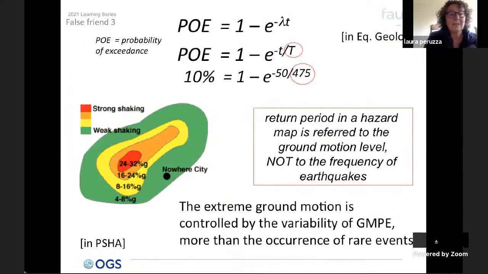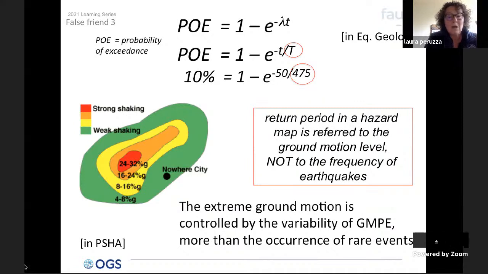So the problem is still more complicated, because when you are looking at a hazard map, you are not referring to the frequency of an earthquake. You are referring to the ground motion level. So those awful and simple equations that state the probability of exceedance with respect to the observation time, small t, and the return period, capital T, refer to the ground motion level. So we have to take into account that the ground motion level is not strictly related to the frequency of earthquakes, but also to the distance of the earthquakes with respect to the site.